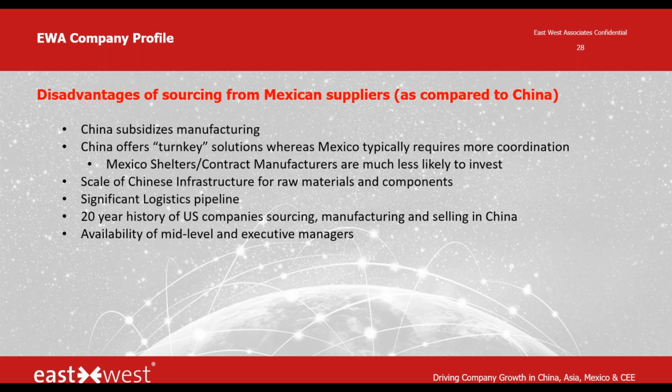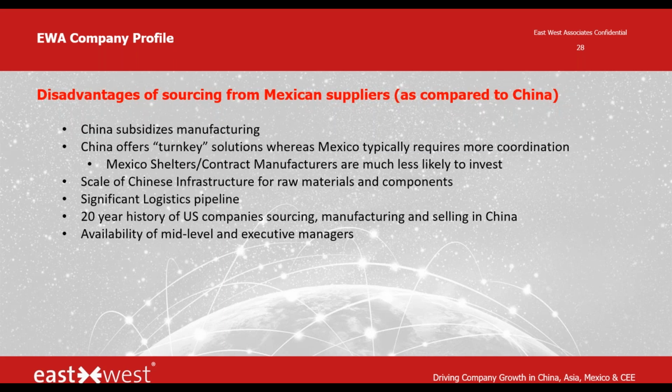Some of the disadvantages of sourcing from Mexican suppliers. Cost of key commodities and raw materials continues to be lower, 10, 15, 20% lower in China. It could be a combination of subsidies, it could be scale, it could be competition. But whether it's plastics, resins, or metals, or electronic components, we see consistently lower costs across the board.